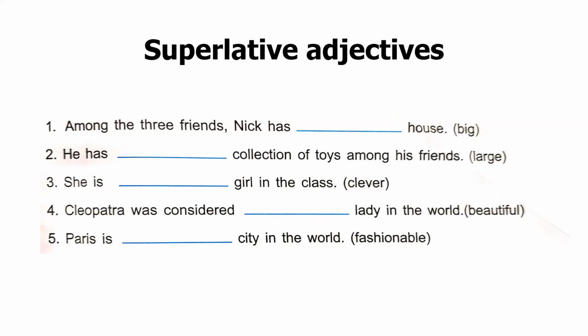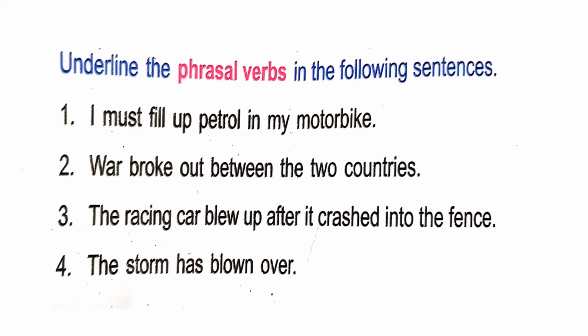Then phrasal verbs. Underline the phrasal verbs in these sentences. We have read what phrasal verbs are. A phrasal verb is a verb that is followed by a preposition. In these sentences, I must fill up petrol in my bike. Fill up, fill is a verb, up is a preposition. So fill up is a phrasal verb.